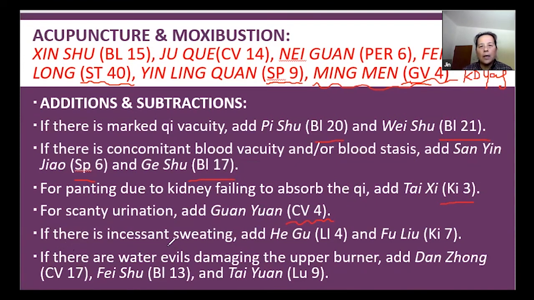If sweating, we can combine Du 4 with kidney 7 together. If water is in the upper burner, so still bladder 17, and the back shu of the lung, and the yuan source points of the lung. So in the upper jiao we have the lung and the heart there.